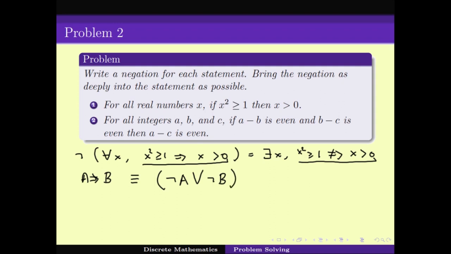Now, why is this true? The basic idea is that A implies B. In other words, if A happens, then B must happen. So either A does not happen, which is not A, or B happens. So A implies B is the same as not A or B. As you can see, even I am a bit confused about what is the right one. So the best way is actually to write down the truth table, and we'll convince ourselves that this is the correct statement.